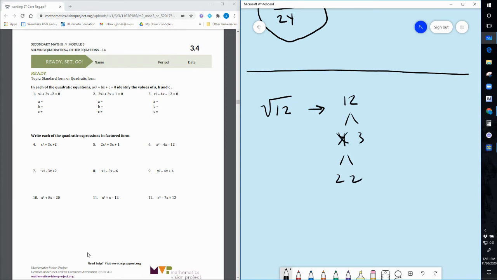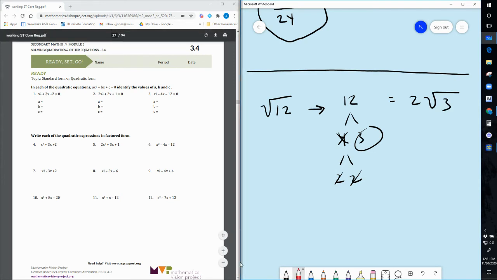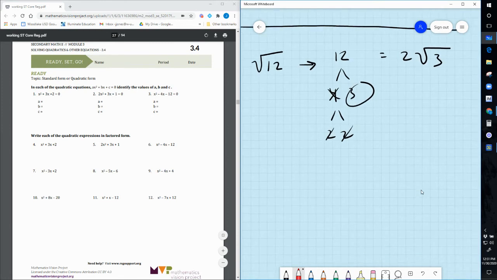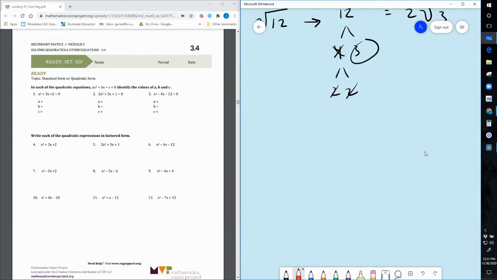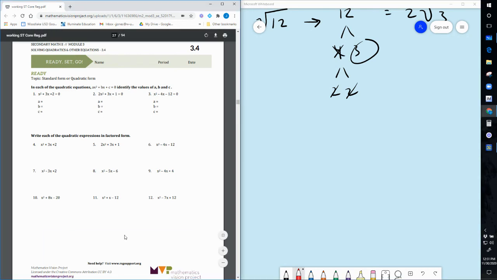And then I can turn this into 2 square roots of 3. Right? So we should be familiar with that from the last video. But what if I threw some numbers in there, right? How does an x squared or an x cubed get affected by this method? So let's check it out.